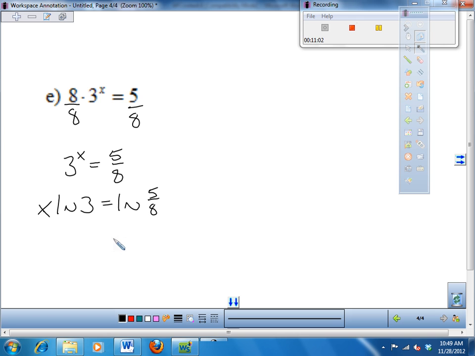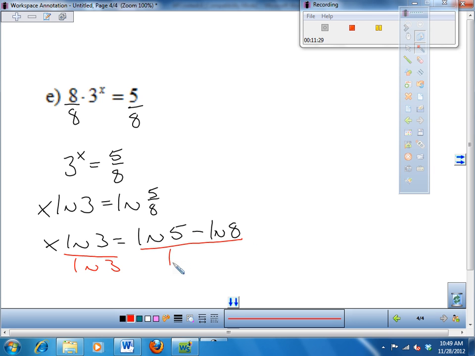Yes? Okay. And this, like Cameron said before, you can write as a difference. You don't have to, but you can write this as natural log of 5 minus natural log of 8. Then x, all you have to do is divide both sides by the natural log of 3. And you get that x is equal to natural log of 5 minus natural log of 8 over natural log of 3. Yes, ma'am?